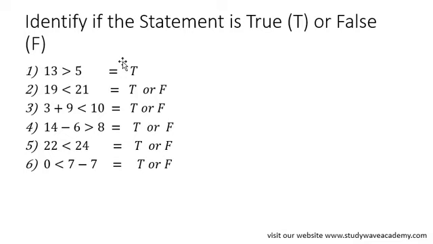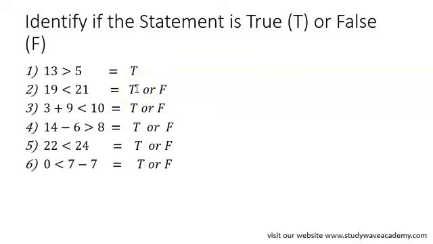We know our greater than and our less than signs, right? Let's go. So we say 13 is greater than 5. Is 13 greater than 5? Yes, because 13 is higher than 5, right? Here we have 19 is less than 21. Is it true or false? Is 19 less than 21? Yes, so the statement is true. So we tick true or circle true as our answer.